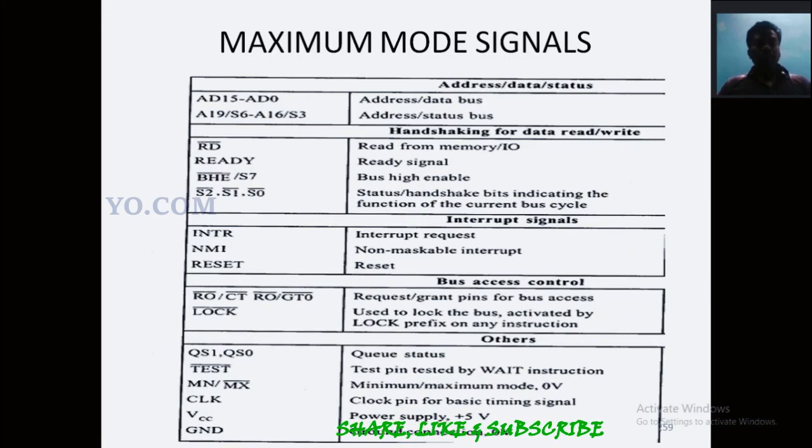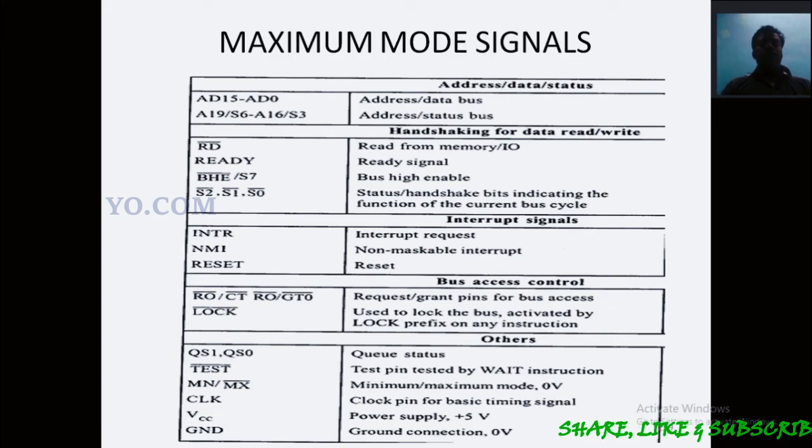The next one is, in a similar way, maximum mode. In maximum mode, some of the signals are common. The address and data bus is used in both minimum mode and maximum mode, and the address and status bus also. Then the read signal, a handshaking signal to perform the read operation, and the ready signal, used to indicate to the peripheral device that the microprocessor is ready to transmit or receive data. Then bus high enable, to enable the higher order bits of the buses. Then status S0, S1, S2, a status signal that indicates the function of the current bus cycle.